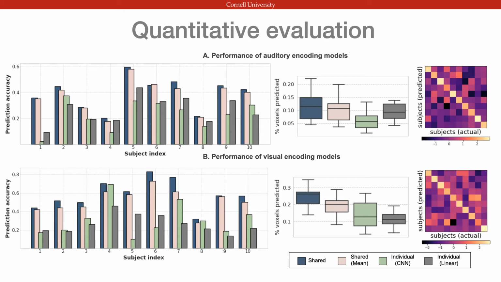Finally, it is important to note that the shared model does not simply predict a mean response, but indeed captures meaningful individual level idiosyncrasies pretty well. This is most clearly seen by the diagonal nature of matrices on the right hand side, which show that the predicted response for a subject best matches the actual response of the same subject.